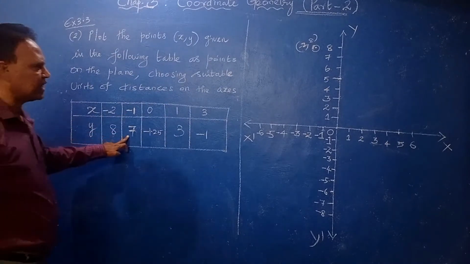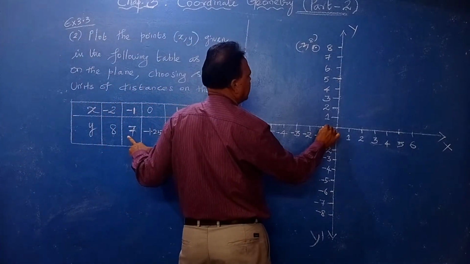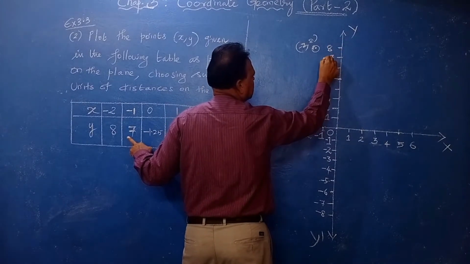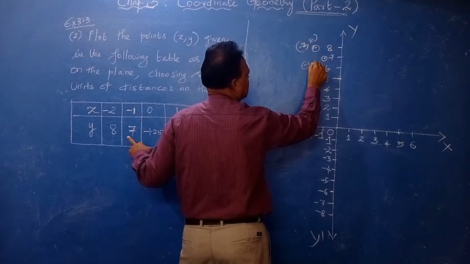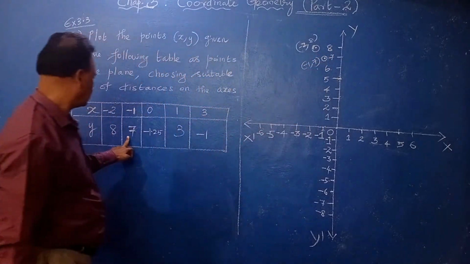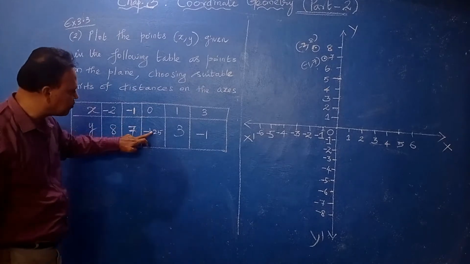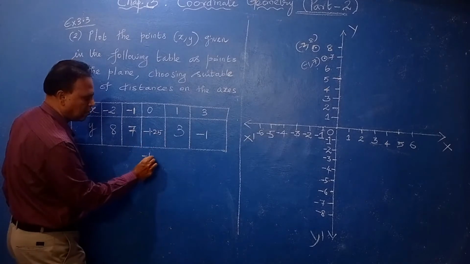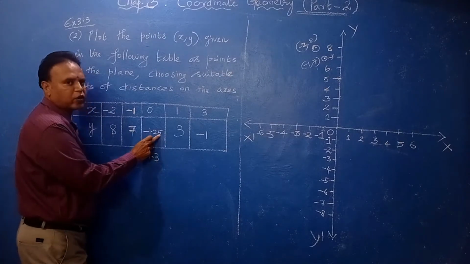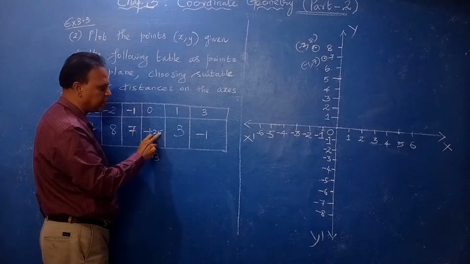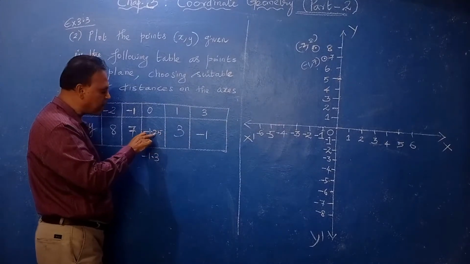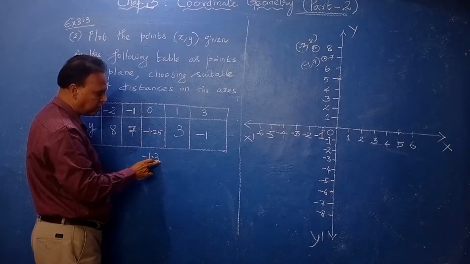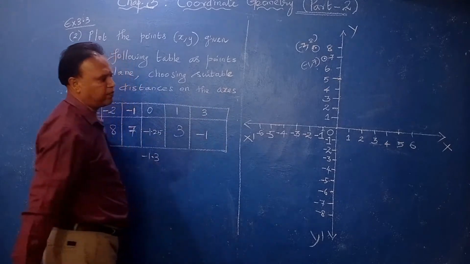Then minus 1, 7. Minus 1 is here, 7 is here. So this point is minus 1, 7. Okay, 0, minus 1.25 means you can make it as minus 1.3. After the decimal, if the last digit is 5, you can add 1 to the previous digit. That is, you can make it as minus 1.3, so that you can easily plot the points.